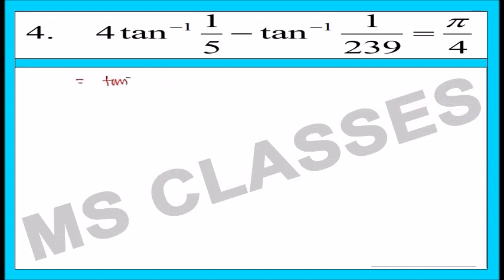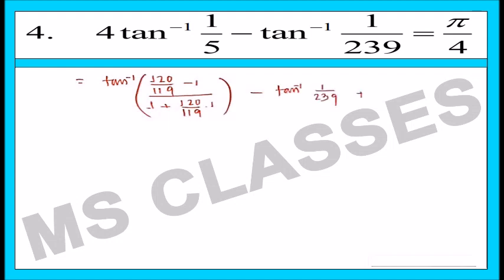Tan inverse of (120/190 − 1)/(1 + 120/190 × 1) minus tan inverse of 1/239 plus pi by 4. So this will give us what? Tan inverse of 1/239. This you can answer easily.